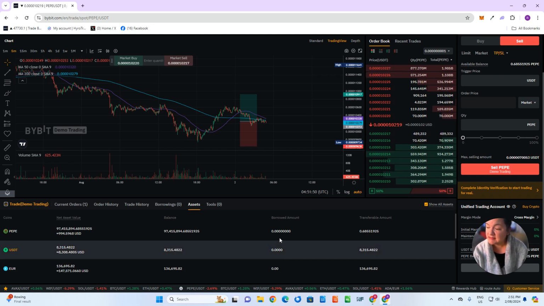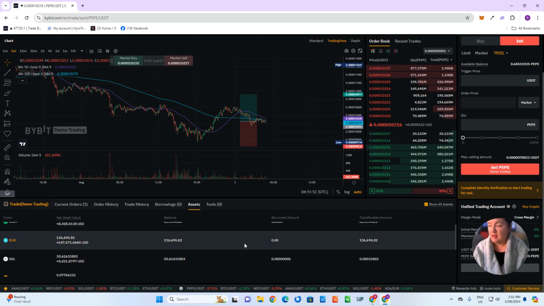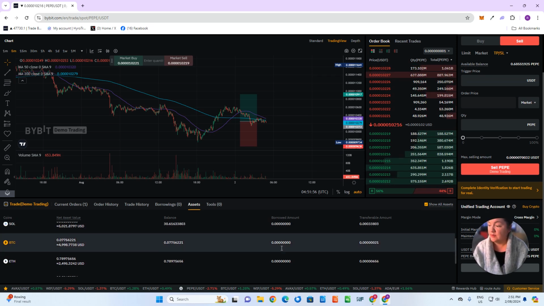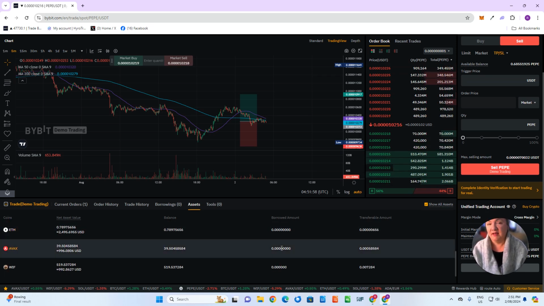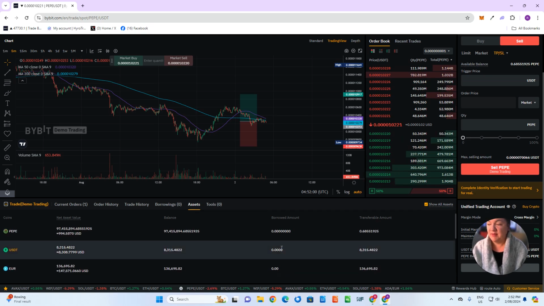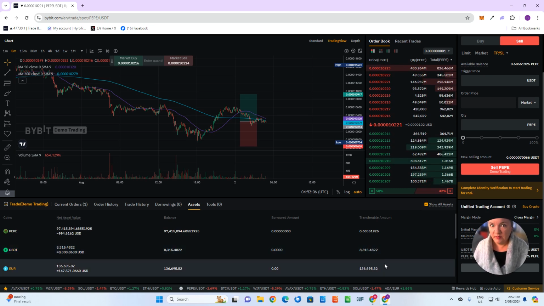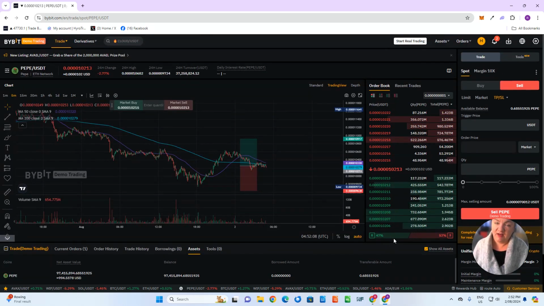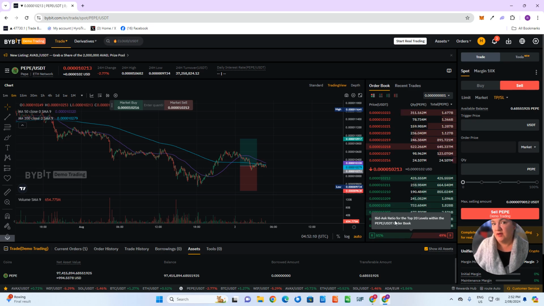Now we see in my assets, we've got my Pepe. Ignore the euros, they're just part of the demo account. Bitcoin, Ethereum, Solana, Avalanche, WIF, and then my Pepe. Awesome. This is not the easiest way to see your portfolio, so I have a couple of different ways to show the portfolio, and a couple of little tips and tricks I can show you to make it easier to follow.